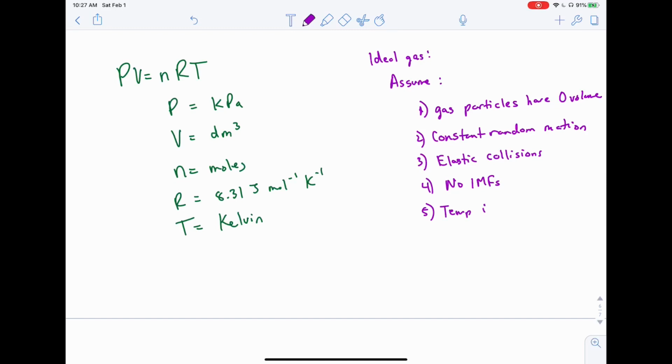And five, temperature in Kelvin is proportional to the average kinetic energy. Okay, and that's something we talked about when we talked about the Maxwell-Boltzmann curve of a sample.